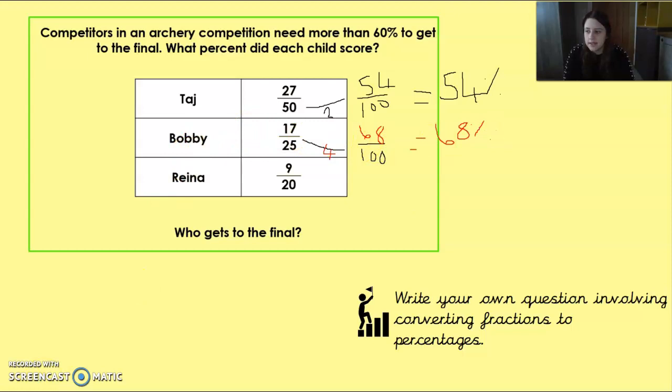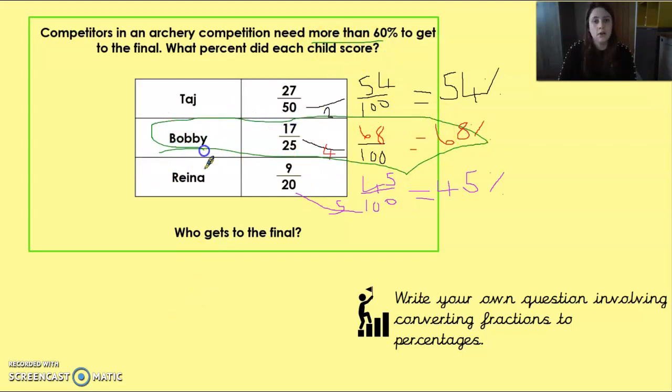And then Rena, let's change Rena's colour, needs to get to 100. So what do we times 20 by to get 100? And we did this in the last slide, so we times it by 5. What's 9 times 5? 9 times 5 is 45. So we know that Rena got 45%. So hopefully you managed to complete all those steps. And then the final part of the question asks you who got to the final. And it was anyone that got more than 60. So your answer would be Bobby. Okay? So hopefully that makes sense.